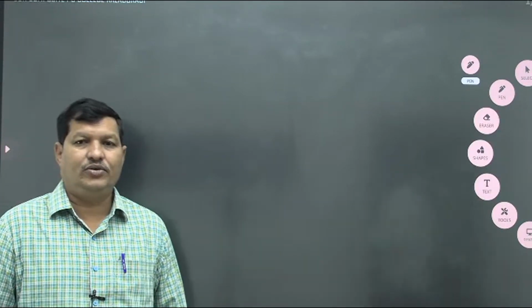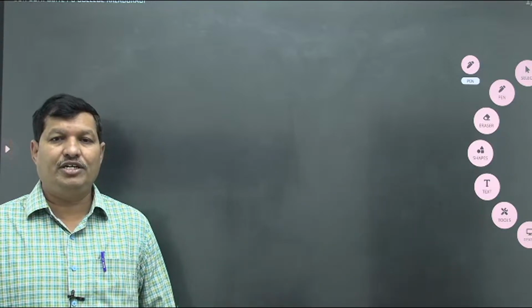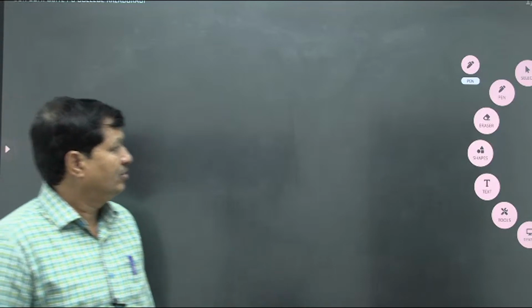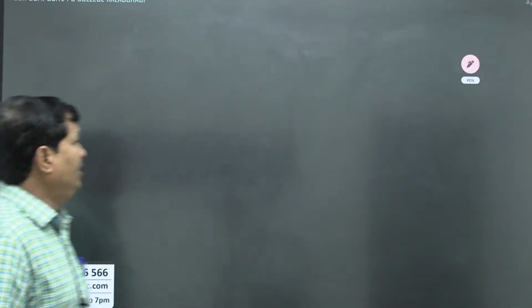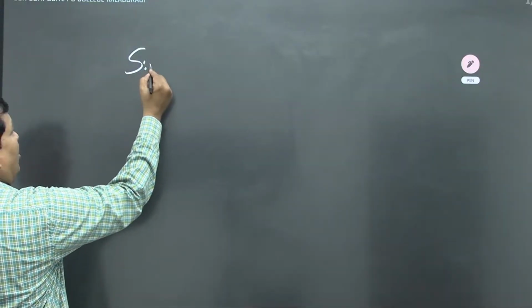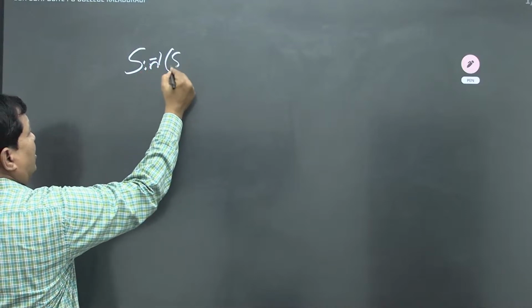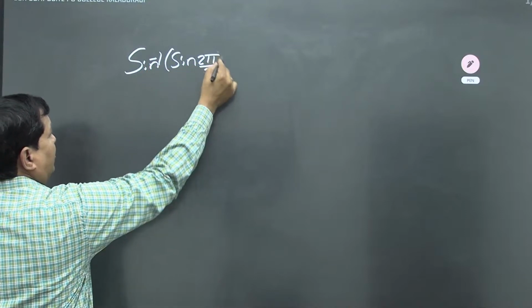Good morning, students. Today again I want to continue the examples on inverse trigonometric functions, exercise 2.2. Find the value of sine inverse of sine 2 pi by 3.